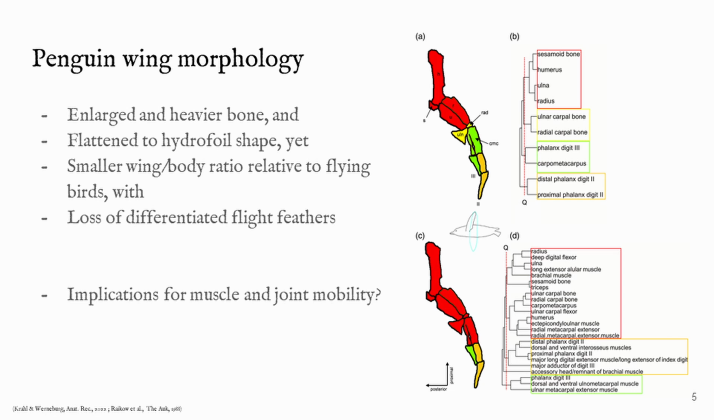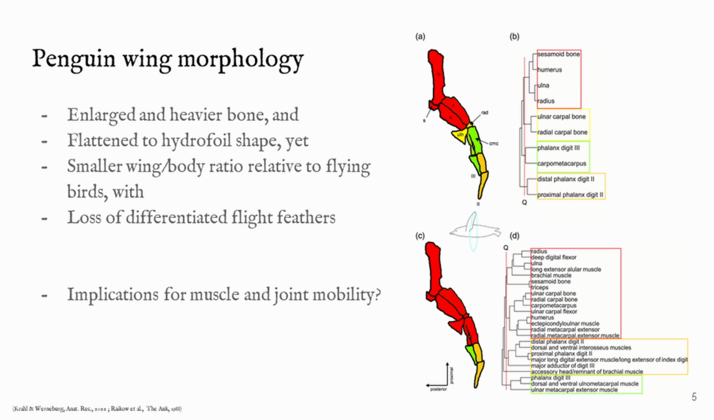So here's a question. What about the birds that both swim and fly with their wings? Would you expect that they are some kind of halfway between penguins and non-swimming flyers in terms of their morphology and function? To answer this question, we will first look at mobility in the joints of the forelimb, that is, their range of motion.